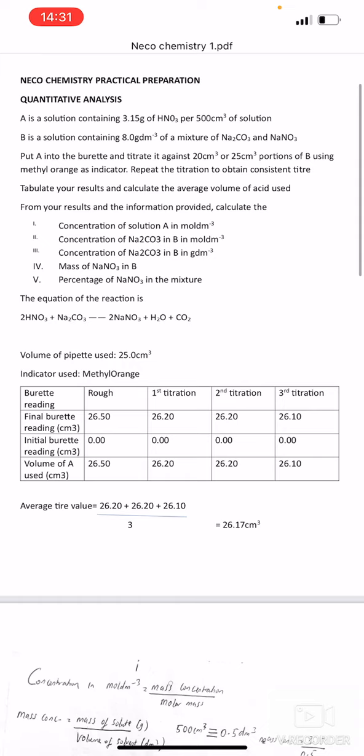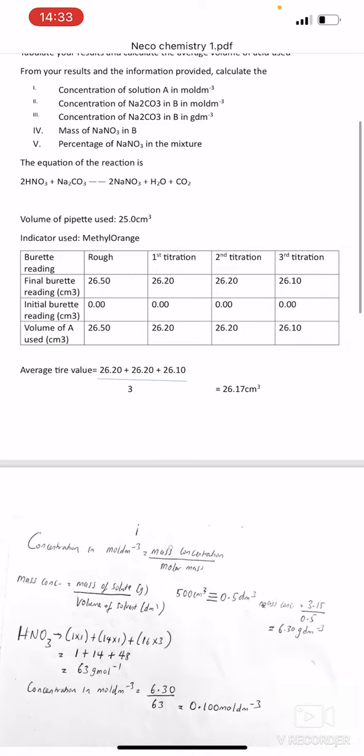So put all the burettes and that, repeat the titration to obtain a consistent titer, tabulate your results and calculate the average volume of acid used. So they've given us the equation of the reaction too. Now let's look at this table. Let's look at the table from the volume of pipette used and then the indicator used. And something that NECO usually do most time is that NECO will draw the table for you, but you are going to be filling the value by yourself.